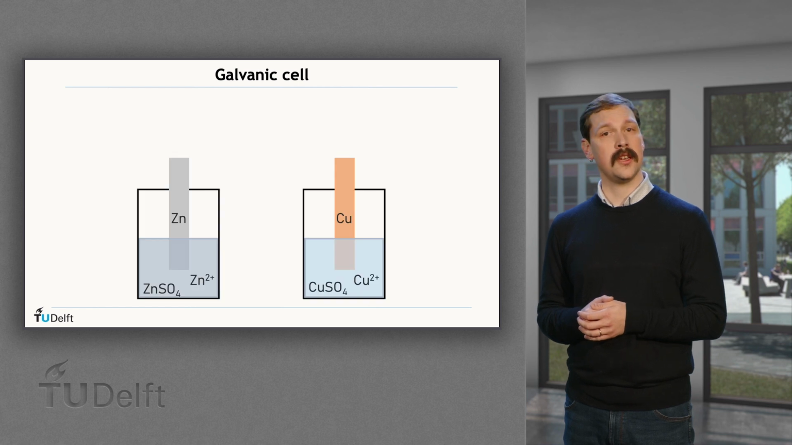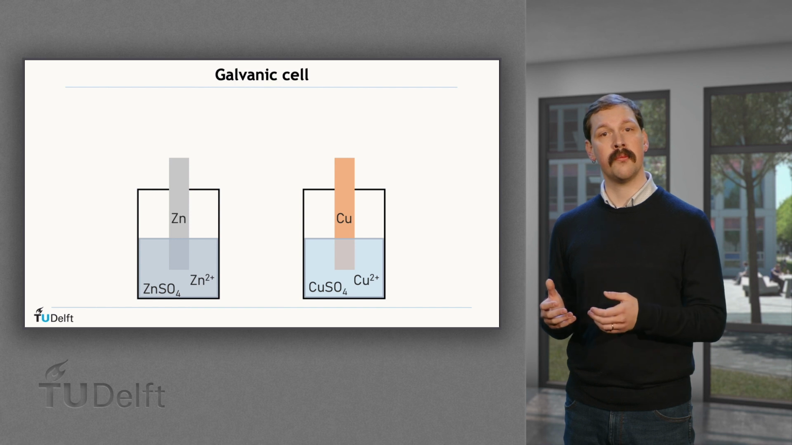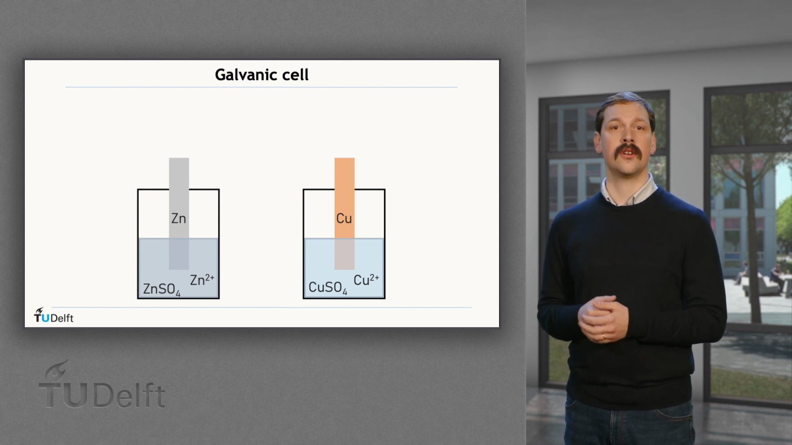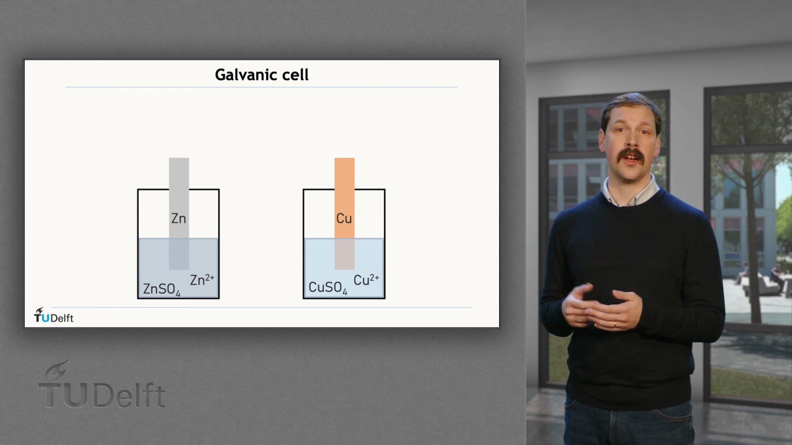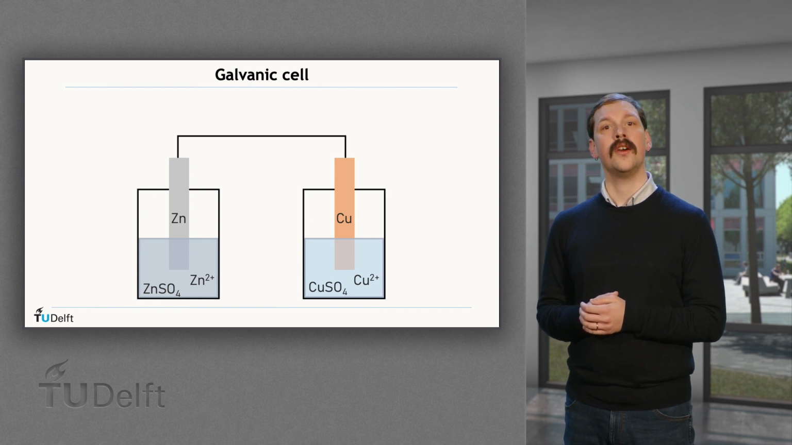A piece of zinc is immersed in a solution of zinc ions, and a piece of copper is immersed in a copper solution. These solutions are called electrolytic and are also able to conduct charges. In both electrolytic solutions, the counterion is sulfate. We have just defined two electrodes. The pieces of zinc and copper are then connected with a wire.